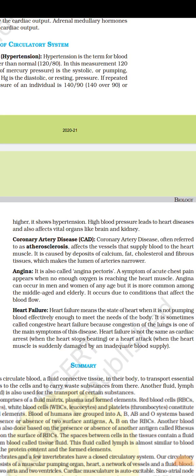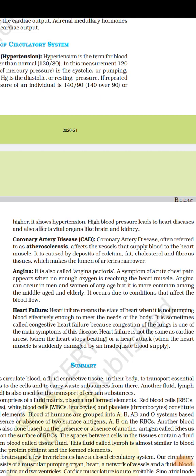Coronary artery disease, CAD. Coronary artery disease, often referred to as atherosclerosis, affects the vessels that supply blood to the heart muscle. It is caused by deposition of calcium, fat, cholesterol, and fibrous tissue, which makes the lumen of the arteries narrower.